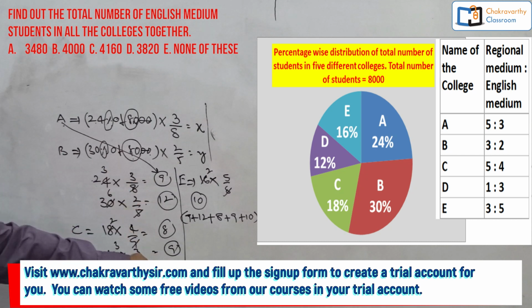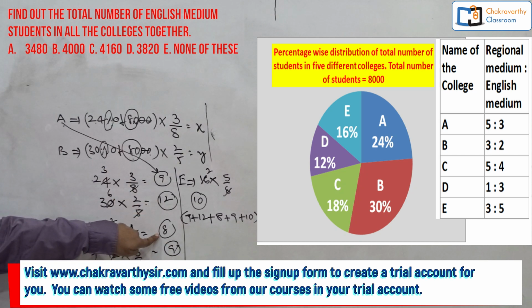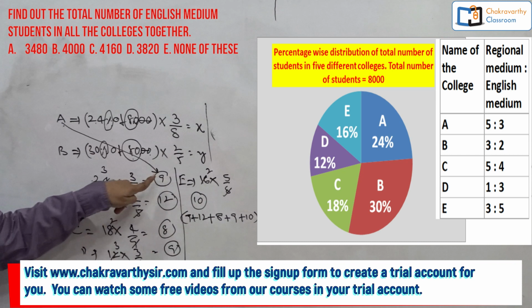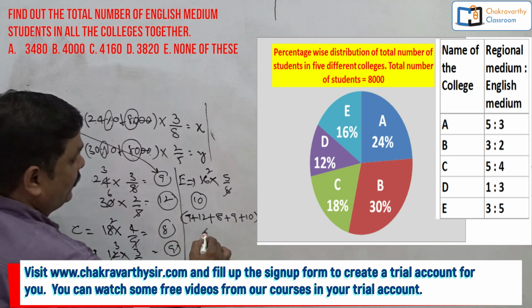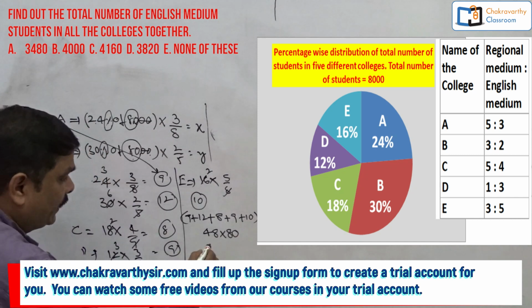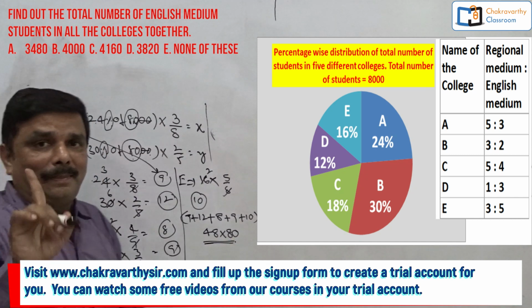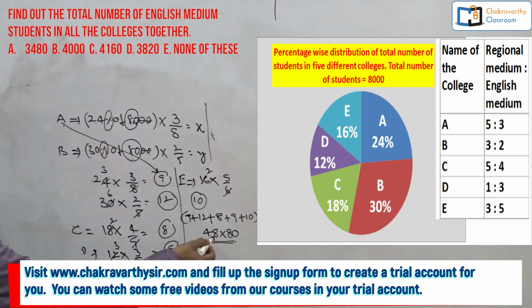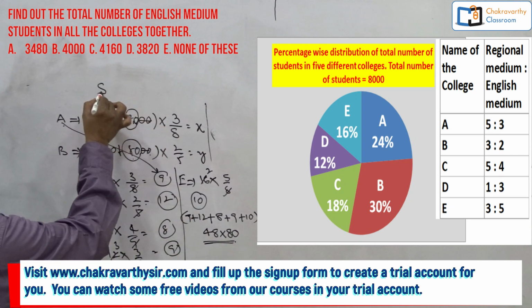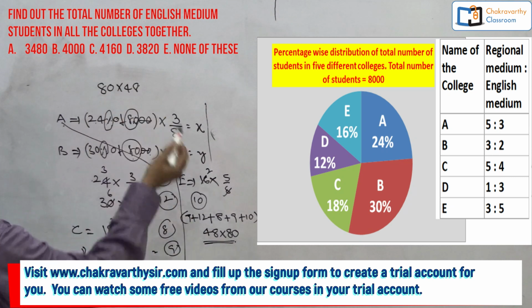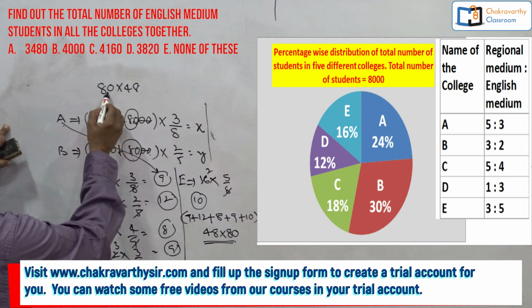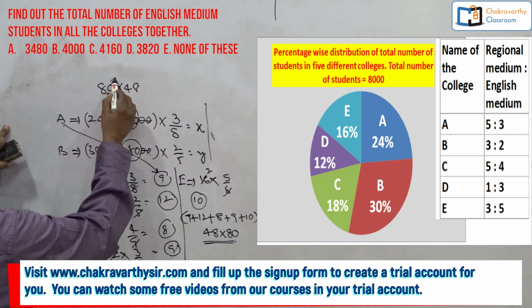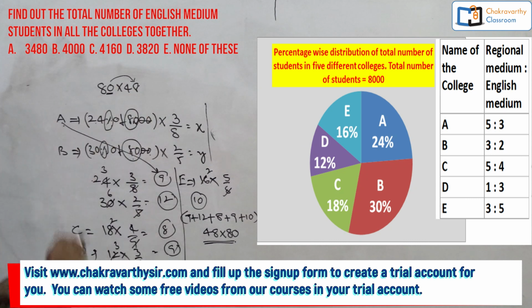Just go for the addition here. 9 plus 12 plus, how would you do? 12 plus 8, 20. 20 plus 10, 30. 30 plus 18, that is 48. 48 into 80, that's all. How would you take this 48 into 80? In multiplication chapter I have given you, right? So 48 into 80 you have to do. You have to multiply this 80, how many times? 48 times. Yes or no?